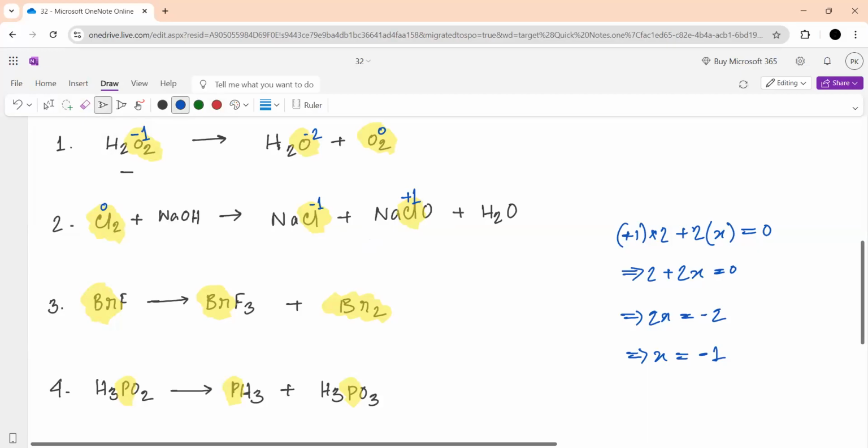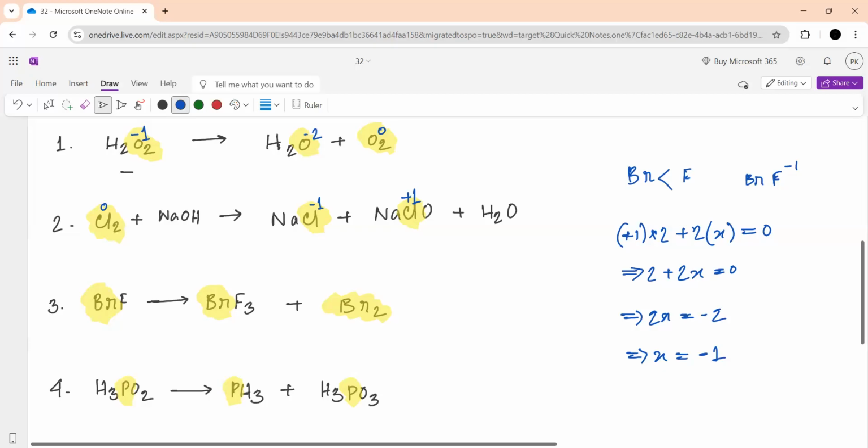Then in the third one, what is the oxidation number for bromine? For bromine, it is -1. Between bromine and fluorine, fluorine is more electronegative. So if there is a compound of bromine and fluorine, fluorine will be the negative one. So in that case, what will be the oxidation number for bromine? Fluorine is more electronegative than bromine, okay?